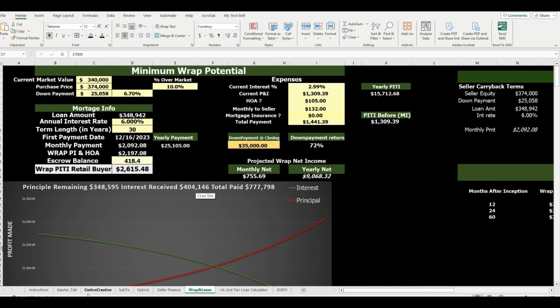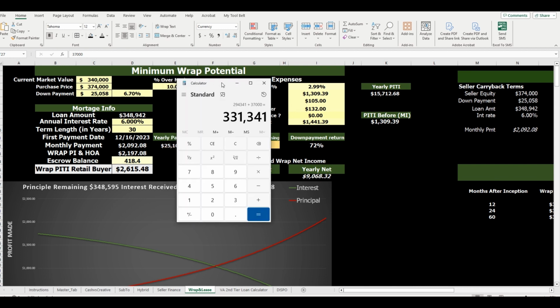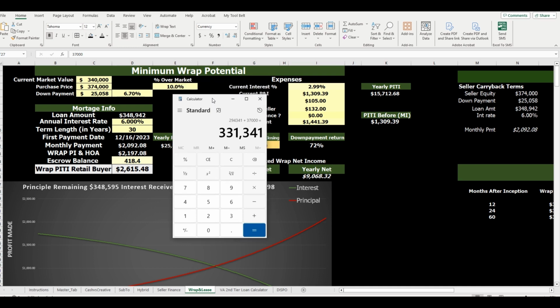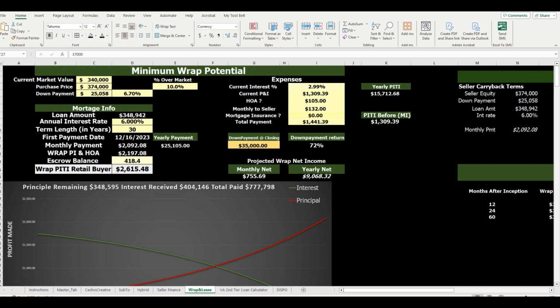But let's go back over here and adjust the loan amount. I want to see if I can get a bigger down payment. And in order to get a bigger down payment, let's see if I can adjust this to 10% down at $30,000. Let's bring down our purchase price.